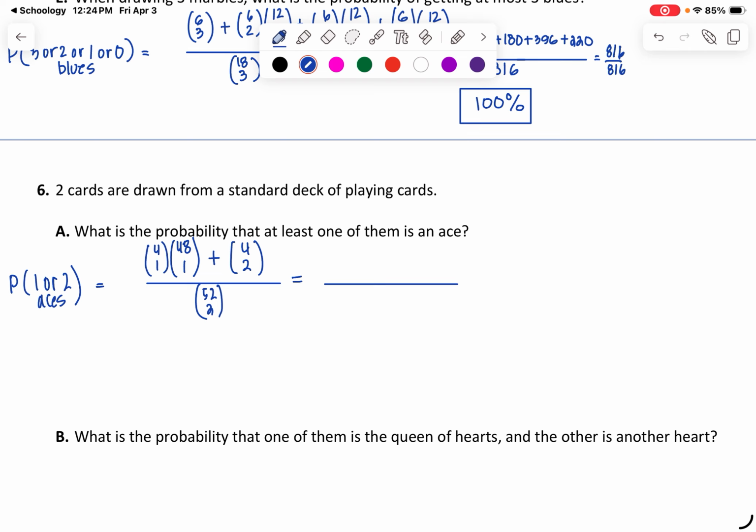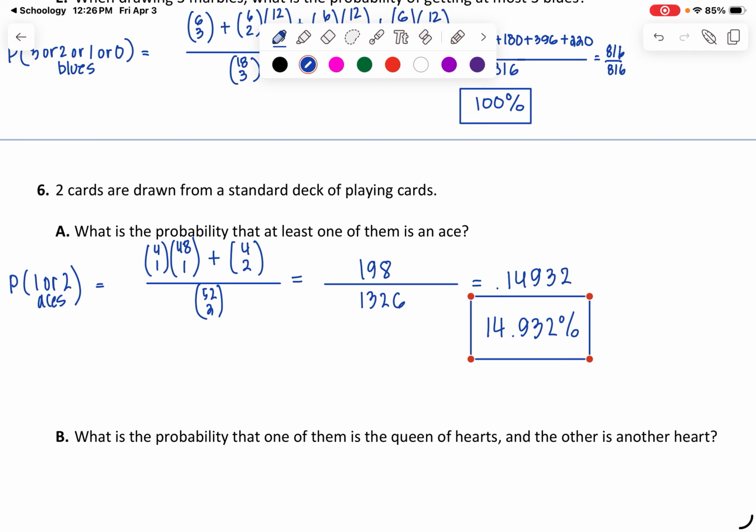Okay, let's talk about the numerator. I'm going to pause the video and do it. I'm really proud of myself because I did the numerator in my head. I knew 4 choose 1 is 4, 48 choose 1 is 48, so 4 times 48 plus 4 choose 2, which I knew was 6. So that is 198. And then I definitely use my calculator for the denominator because no clue. 1326. Put that in your calculator, you get 0.14932. So that gives us 14.932%. Voila.